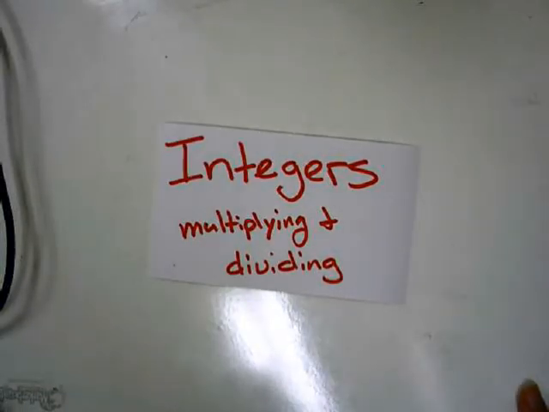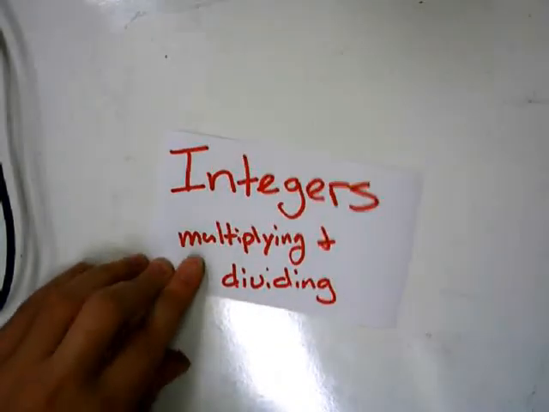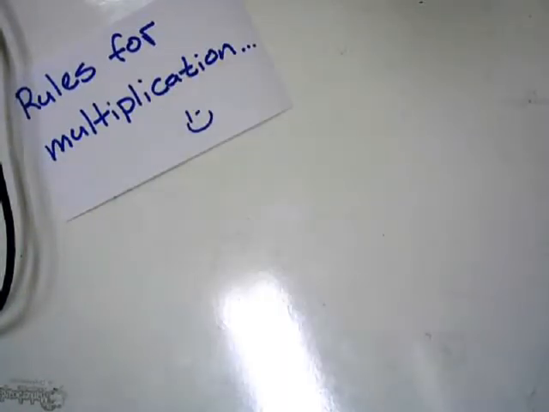We are going to be talking about integers again today, but this time instead of adding and subtracting, we are going to be multiplying and dividing. Alright, so let's first talk about the rules for multiplication. So the rules for multiplying negatives are as follows.